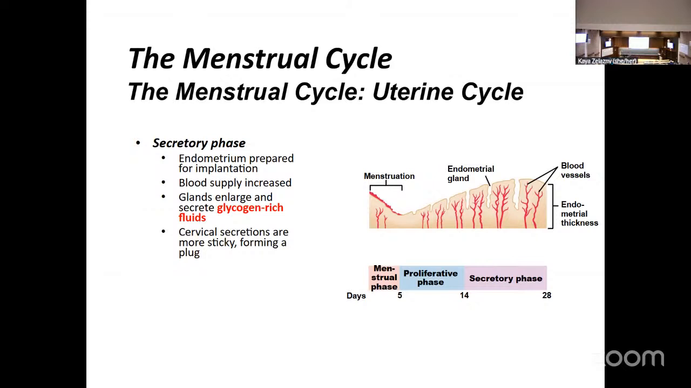A signal that you might be able to note if you were paying attention to an actual physical person would be those cervical secretions. So we mentioned that there was a mucus coming out of those cervical glands during the proliferative phase. Once you're in the secretory phase, it's going to be noticeably sticky. And the reason for that is that if fertilization happens, that cervical mucus is basically going to form a plug that closes up the bottom of the uterus, right?